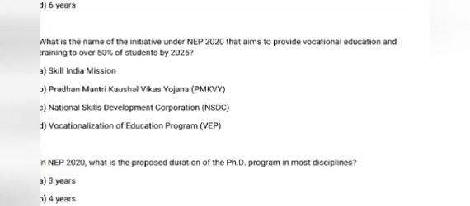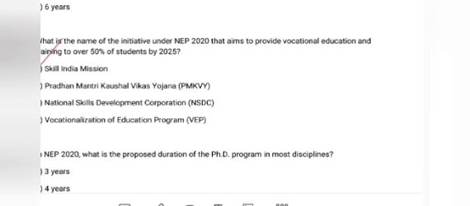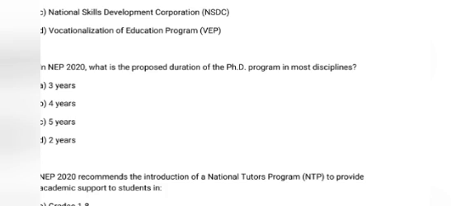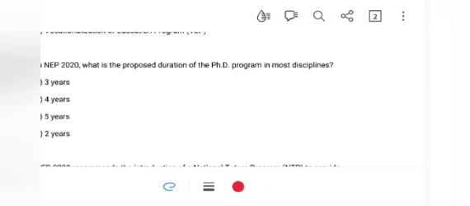Then what is the name of the initiative under NEP 2020 that aims to provide vocational education and training to over 50% of students by 2025? It is Skill India Mission. In NEP 2020, what is the proposed duration of the program in most disciplines? So B, that is 4 years.